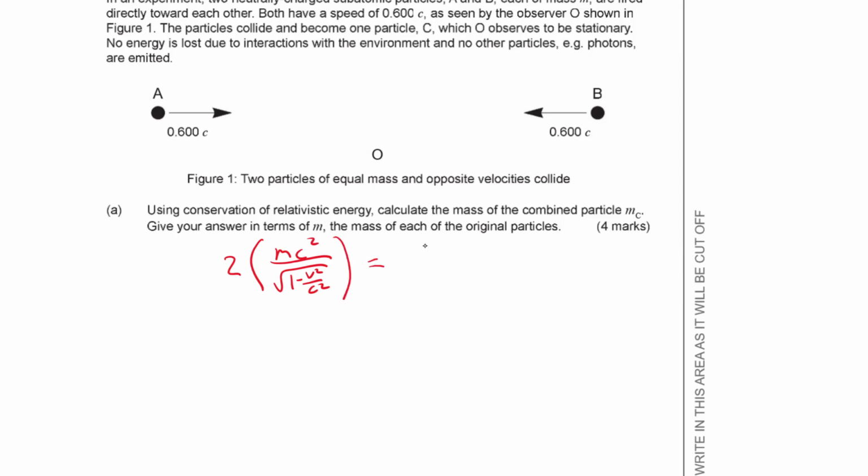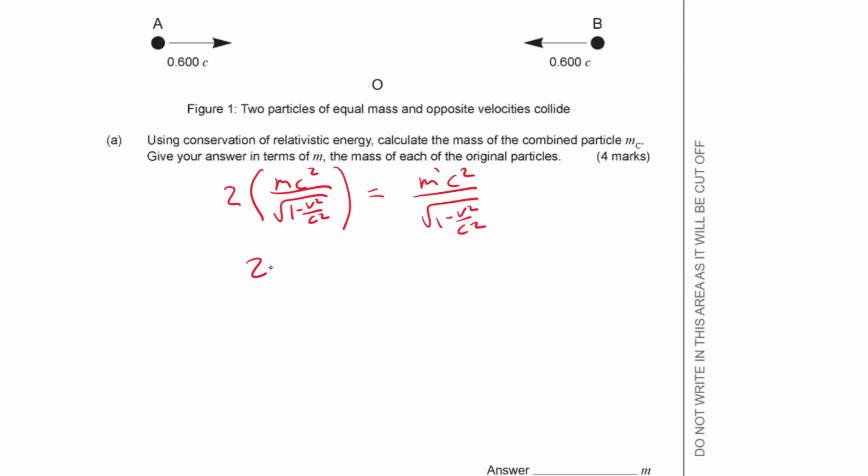That has to be conserved, which means that has to be equal to the mass of one particle afterwards. I'm going to call them m prime, c squared on the square root of 1 minus v squared on c squared. Now both particles, according to the observer, are travelling at 0.6 c. So I'm going to sub in 0.6 squared, okay, and then at the end we have m prime c squared, and afterwards they must be traveling at 0 squared if you want to square it.